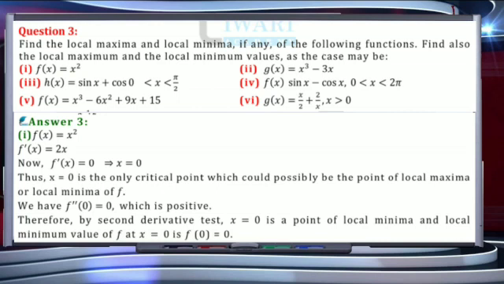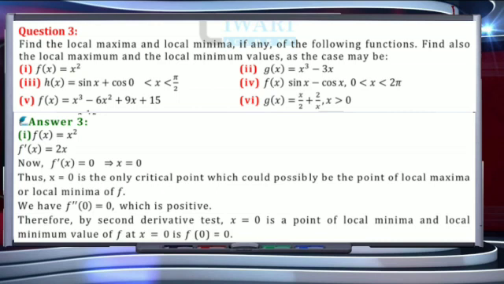To find the local maxima or minima, the first thing we are going to do is find the first order derivative. Then we put that first order derivative equal to 0. Whatever value of x comes out will be our critical points. Then we find the second order derivative of the same function and its value at that point. If it is positive, then local minima. If it is negative, then local maxima.